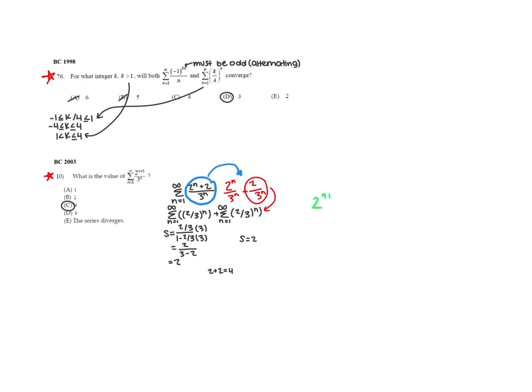So you have 2 to the n plus 1 over 3 to the n. That gives us 2 to the n times 2 to the first, because then you would add the exponents to get n plus 1, and that's the issue that you had. So this is going to be 2 times (2/3) to the n, like that. And I hope that that makes more sense. That's how we're going to figure this out.